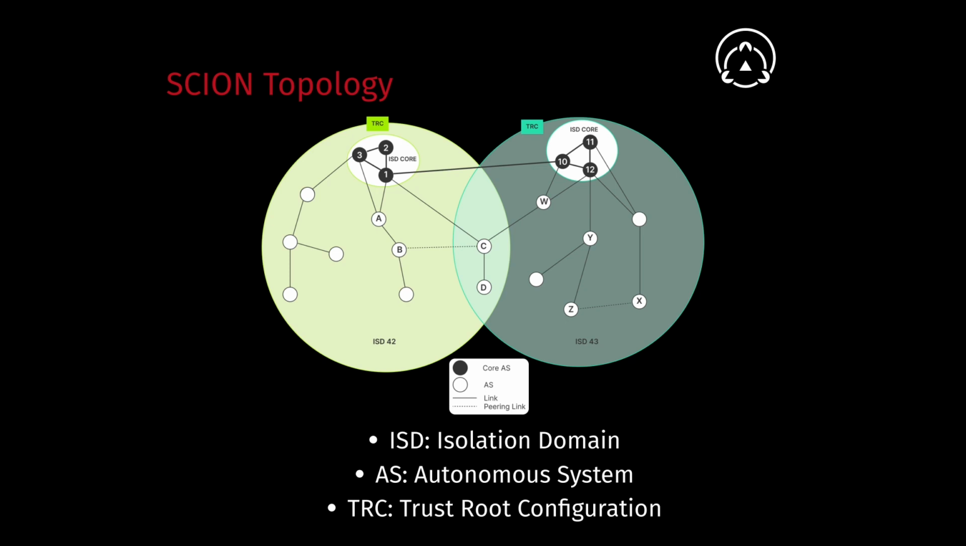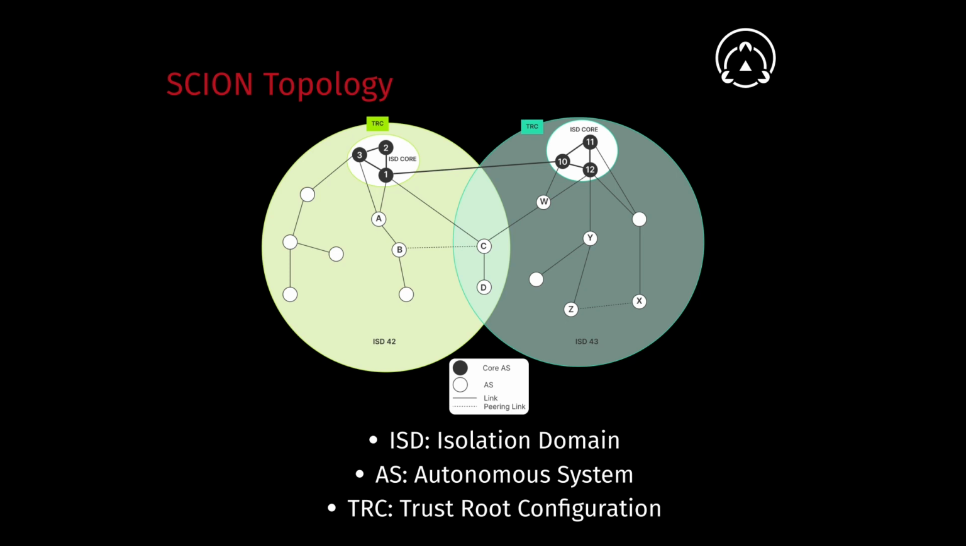And the isolation domain is basically just a common jurisdiction of trust. And what that means is it can be a nation boundary, it could be a federation of nations, but it's basically a boundary of things that you trust. So you have like the Swiss ISD and things like that.